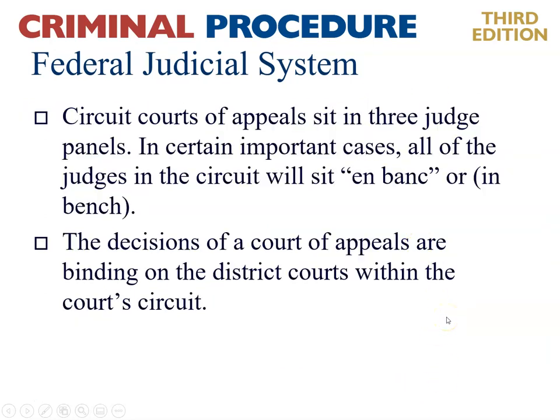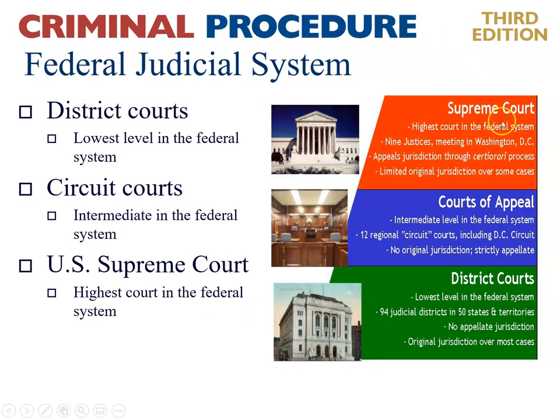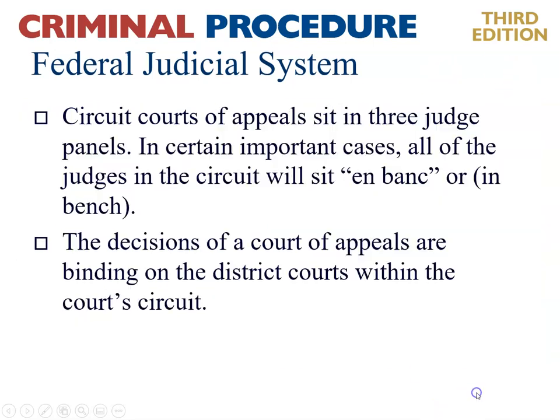Circuit Court of Appeals, just to give you a little more background on that, they sit in three-judge panels. In certain important cases, all of the judges in the circuit will sit what they call en banc, and the decisions of a court of appeals are binding on the district courts within the circuit. So if we go back and look at this, if this court made a ruling, starting at the bottom, and it goes up to the Court of Appeal, the Court of Appeal can override, or overturn, the lower court. Same if it went to the Supreme Court, it could overturn the Court of Appeal. Does that make sense? Okay.